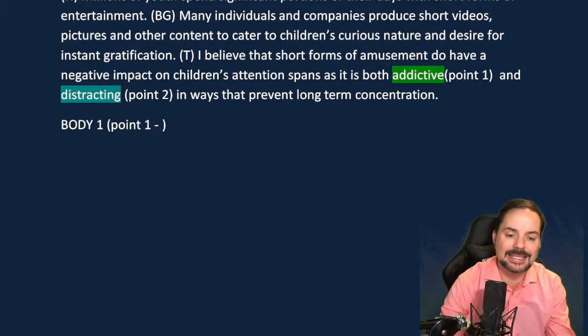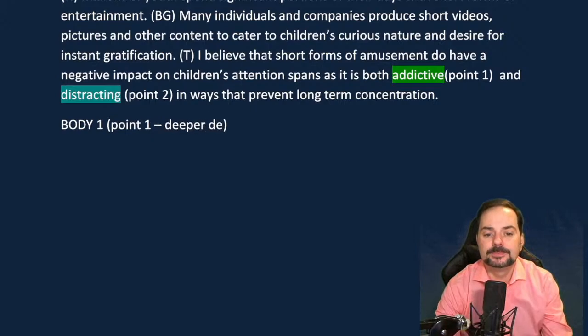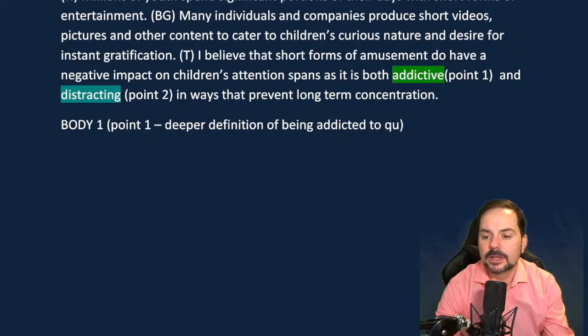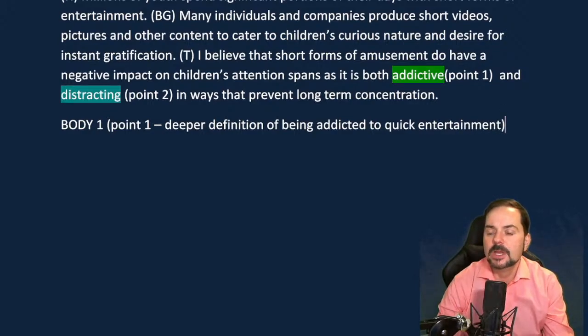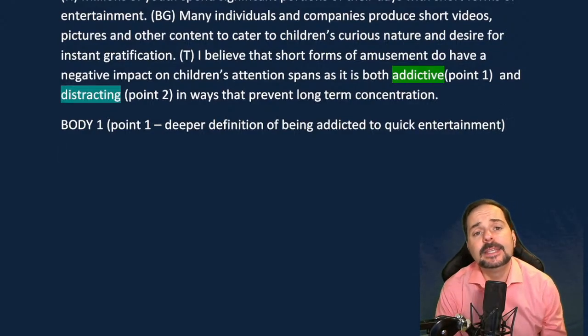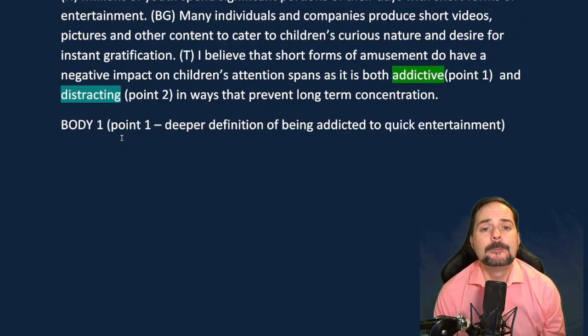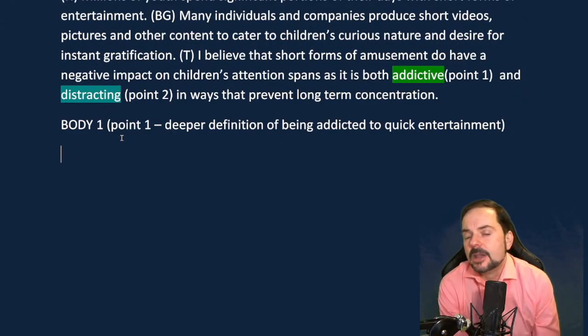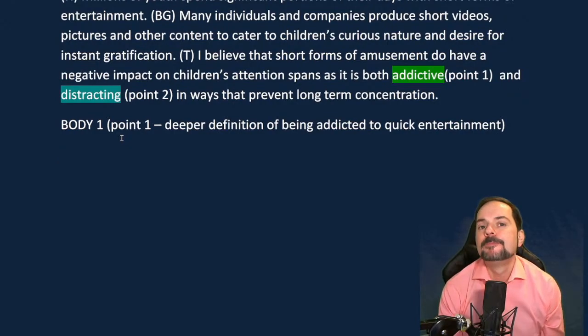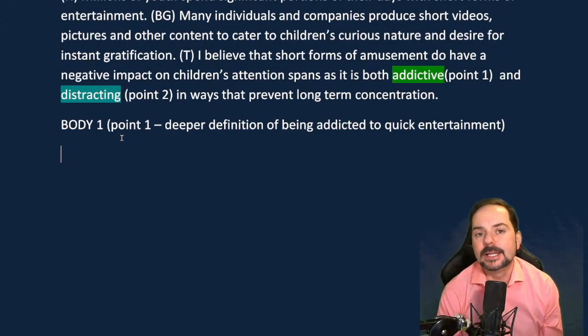So what we need here is a deeper definition of being addicted to quick entertainment. Okay, so for your topic sentence, take the idea of young people becoming addicted to short forms of entertainment, and this is a problem for attention, and then explain that. So give a nice definition. Okay, so define that. What does it mean? Think about it this way, like, what does it mean that young people get addicted to short forms of entertainment?